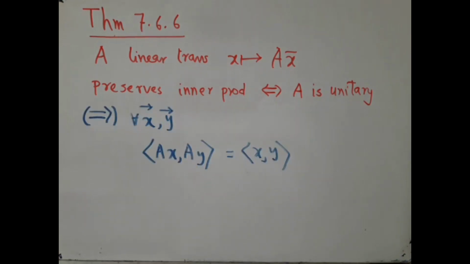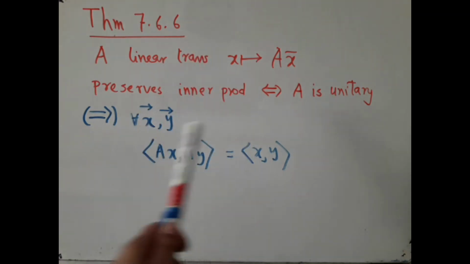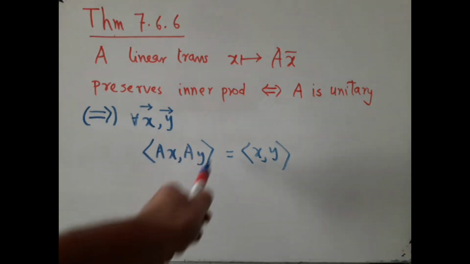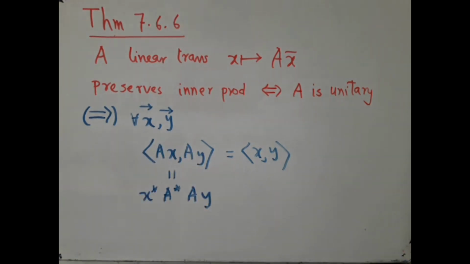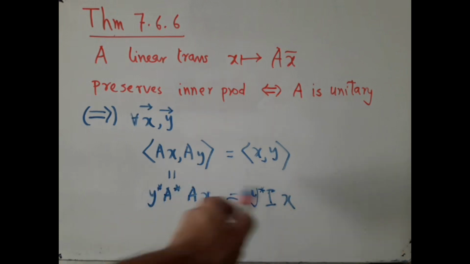For the opposite implication, we have to start with this condition. Whatever x, y you give me, the inner product between x and y before I have applied the linear transformation is the same as the inner product after I have applied the linear transformation, and from this we have to conclude that A must be a unitary matrix. Now this thing can be written as, and similarly this may be written as y star x. I just made a mistake, so it should be y star A star A x. Now these things are equal for all x and y.